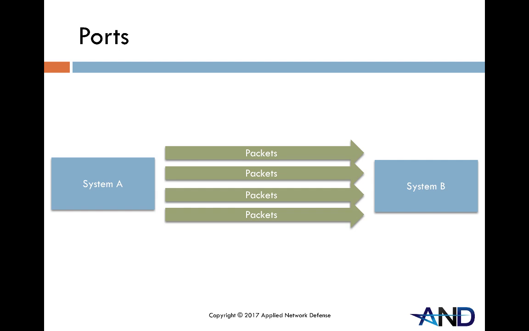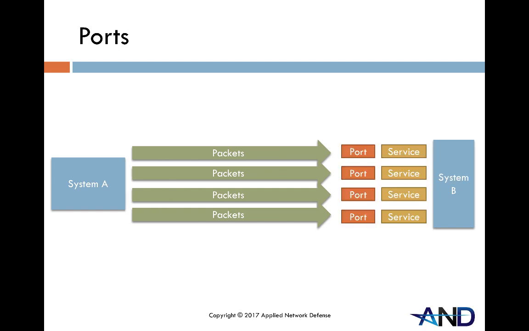So how does System A, if it wants to communicate with System B on all those different services, how does it differentiate the packet streams it's sending? Furthermore, how does System B, when it receives packets, know which service to hand them off to? How does that work? Well, as you may have guessed, the answer here is actually ports.